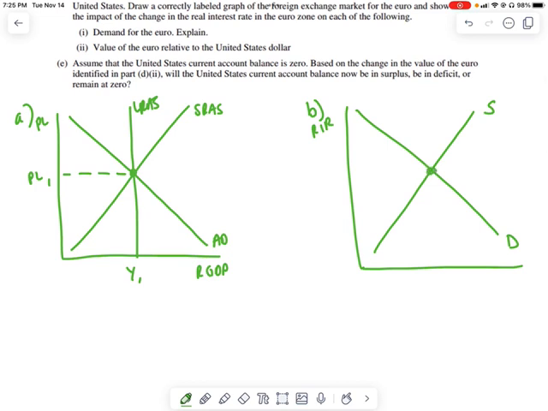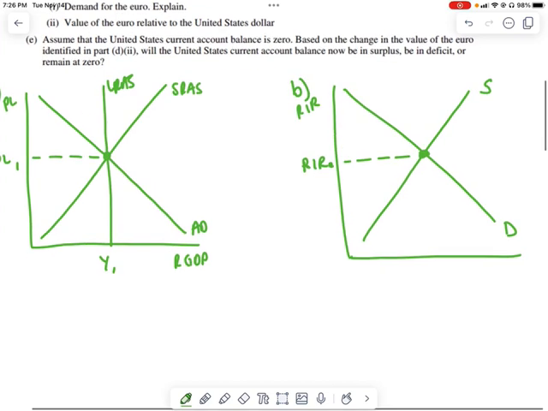So look at your graph and make sure that you have real interest rates on the y-axis, because if you have nominal interest rates, you are not going to receive a point, and that is so tragic. Okay, so now we've got loanable funds. You get 1 point for doing this.